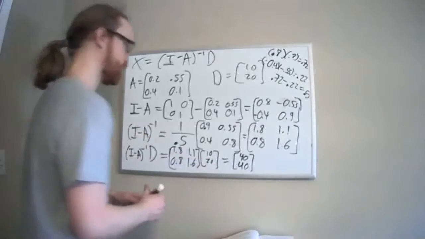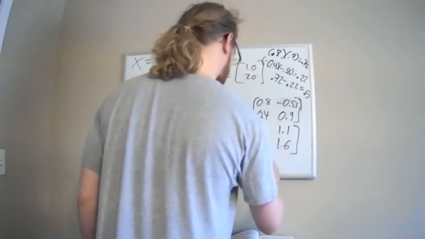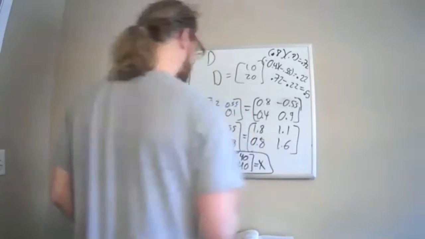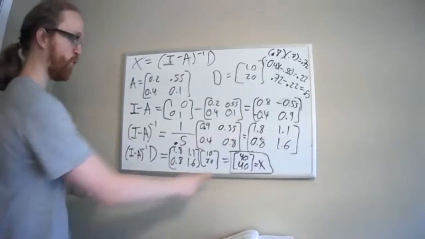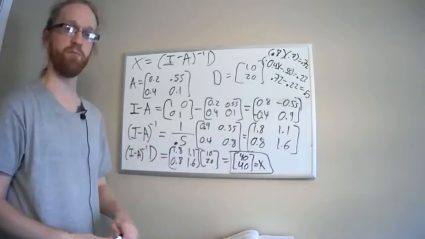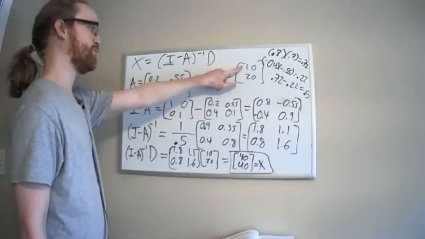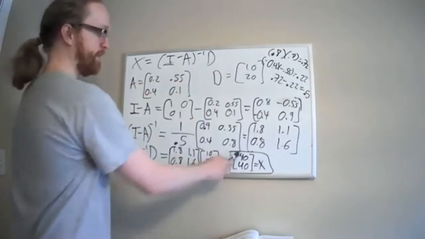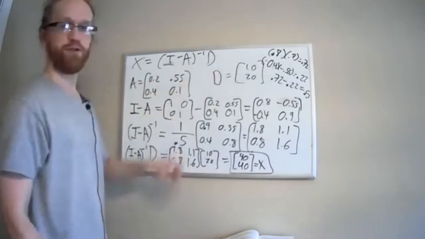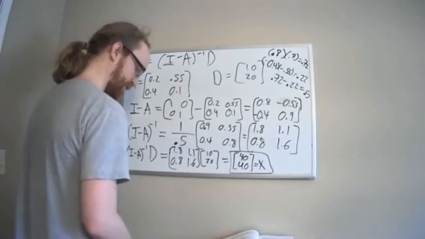The production schedule is 40, 40. This is our answer here. X is 40, 40. So I need 40 units of lumber and 40 units of oil to meet the demand of 10 units of lumber and 20 units of oil. That's a lot of lumber and oil to produce this much lumber and oil. But that's how it goes sometimes.